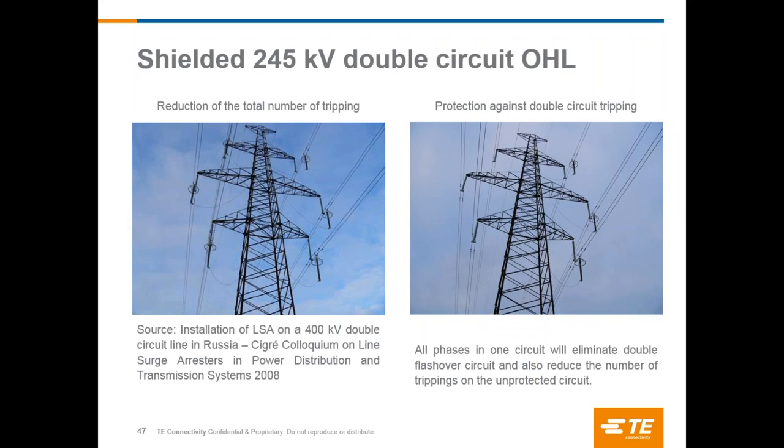All phases in one circuit, you eliminate double flashover circuit and also reduce the number of tripping to an unprotected circuit. So, depends on the philosophy customer wants to consider. You can decide to install arrestors just in one circuit and protect the line against double flashover risk, or install arrestors in both circuits to improve the overall performance of the line.